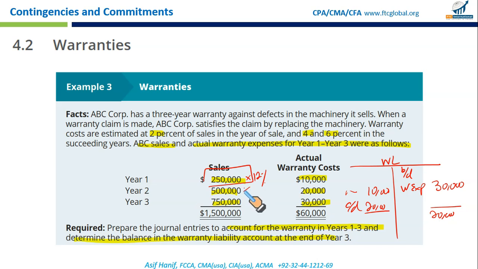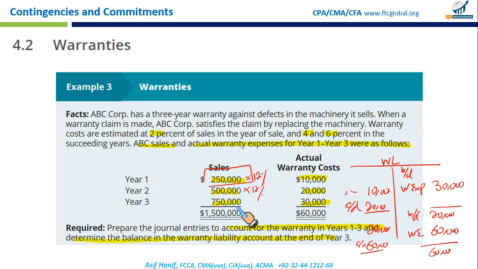And next year I charge 12% of next year's sales, which will be 500,000. 12% of that will be 60,000. I debit warranty expense and credit warranty liability with $60,000, right? The actual warranty spending was 20, so we debit 20,000. So that is 20 plus 60, 80, less 20. Interestingly, the closing balance is 60. This closing balance is the opening balance for the next year.